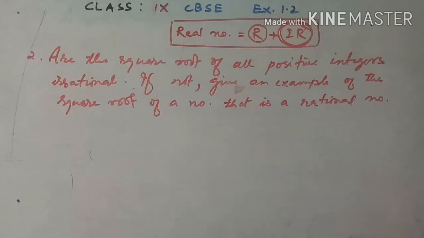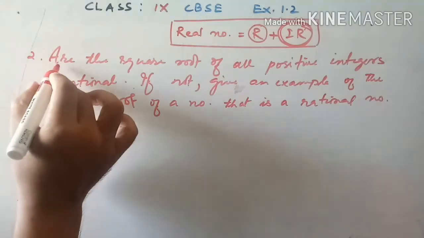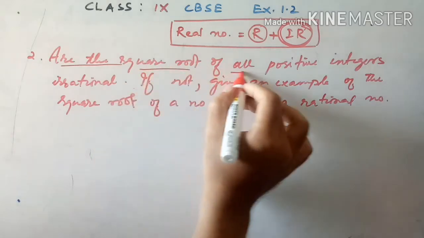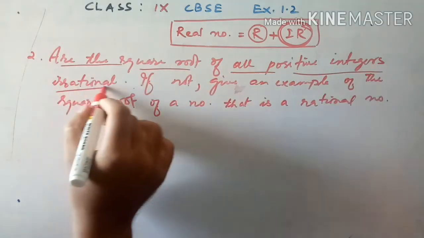Are the square root of all positive integers irrational? If not, give an example of the square root of a number that is a rational number. Let us see the first one. Are the square root of all the positive integers irrational?